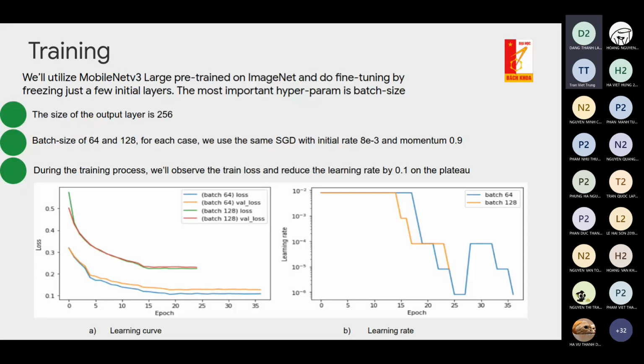You are freezing just a few interior layers. So how big is a few? We freeze about the first 20 layers. Why? Did you do any experiment with that number? No, we didn't have the chance to experiment with these numbers because of the limited time.